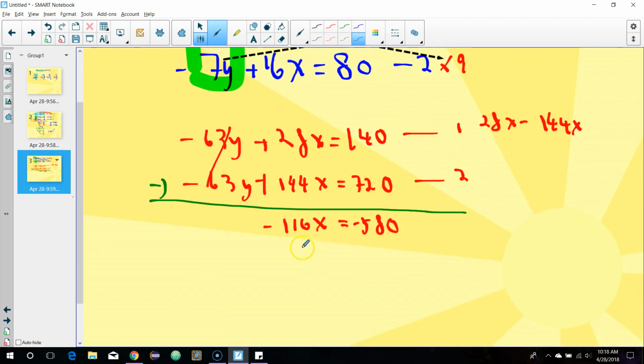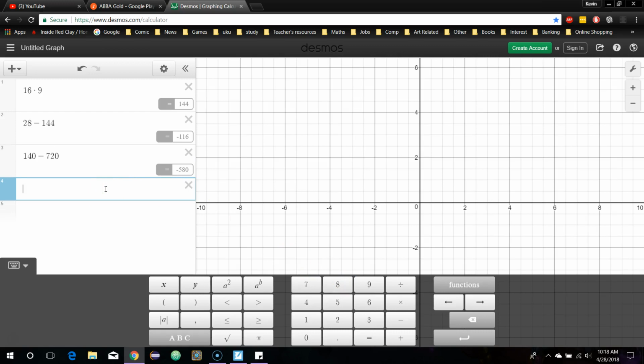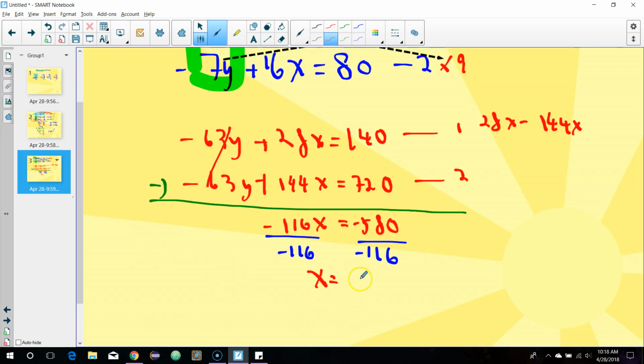We are going to divide both sides by negative 116. It's going to be a positive number. 580 and negative 580 divided by negative 116, nice number. Be careful about those negatives. If you're using a calculator, make sure you put all of that in there. So it's going to be 5. So x is just going to be 5. Not too bad. The first part is done.